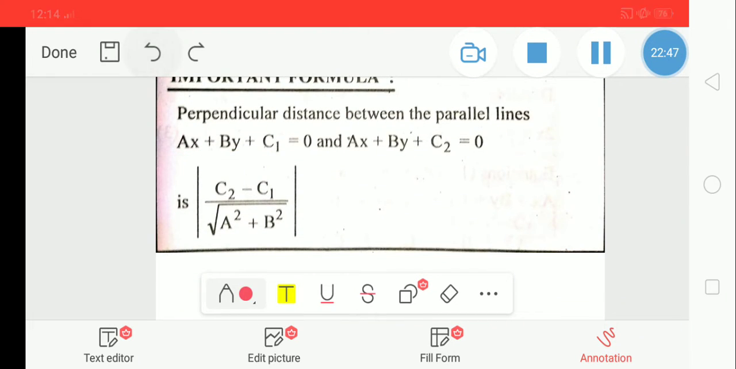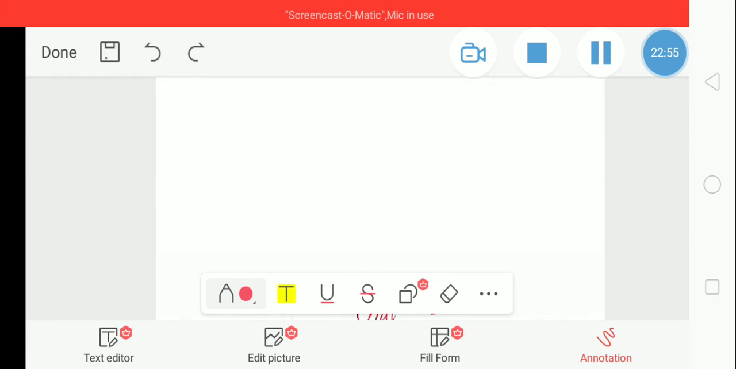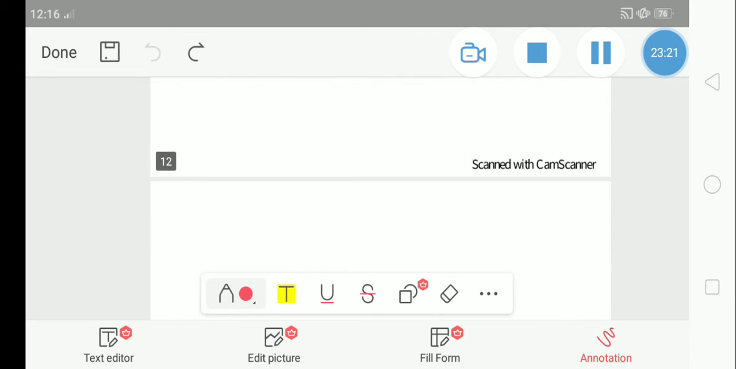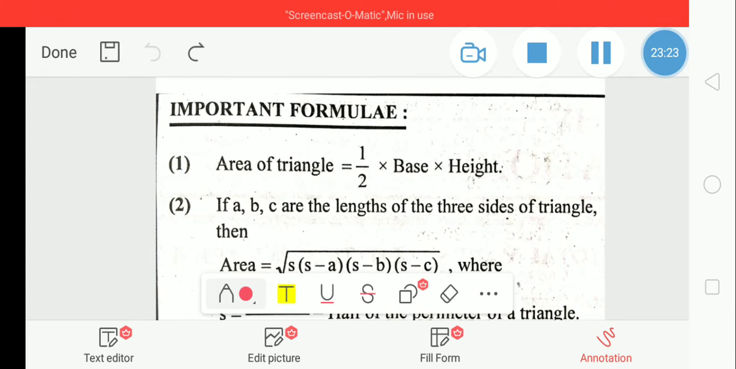Now here unit 3 is completed. Now start unit 4, that is mensuration. Now in this unit we are finding the area of a triangle and we also use Hero's formula. In this unit we find the area of triangle, rectangle, rhombus, parallelogram, all types of areas. Now start, first we find the area of a triangle.